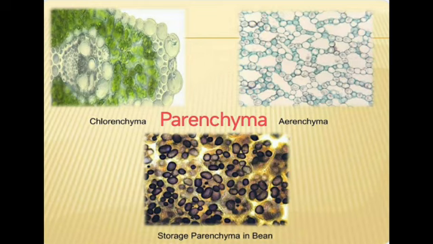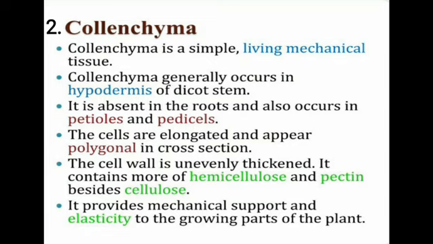Here we can see the different types of parenchyma tissues such as chlorenchyma, aerenchyma and storage parenchyma in bean. Collenchyma. Collenchyma is a simple living mechanical tissue. Collenchyma generally occurs in hypodermis of dicot stem. It is absent in the roots and also occurs in petioles and pedicels. The cells are elongated and appear polygonal in cross section. The cell wall is unevenly thickened. It contains more of hemicellulose and pectin besides cellulose. It provides mechanical support and elasticity to the growing parts of the plant.